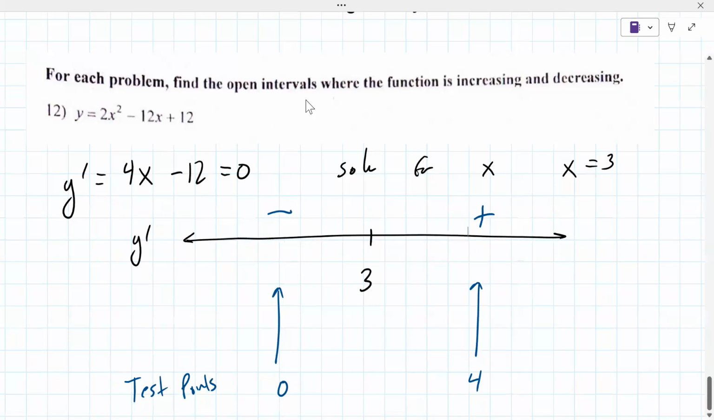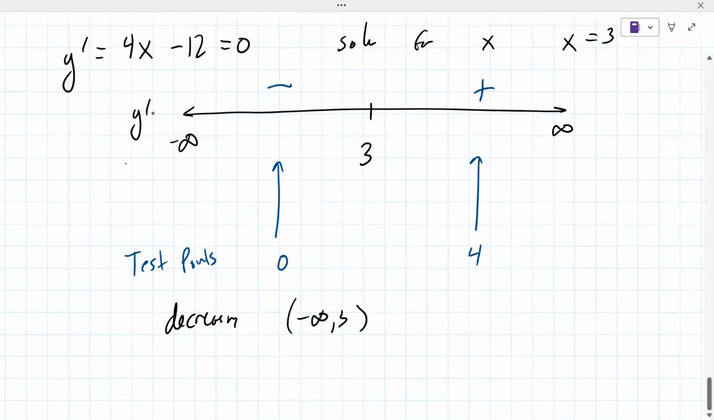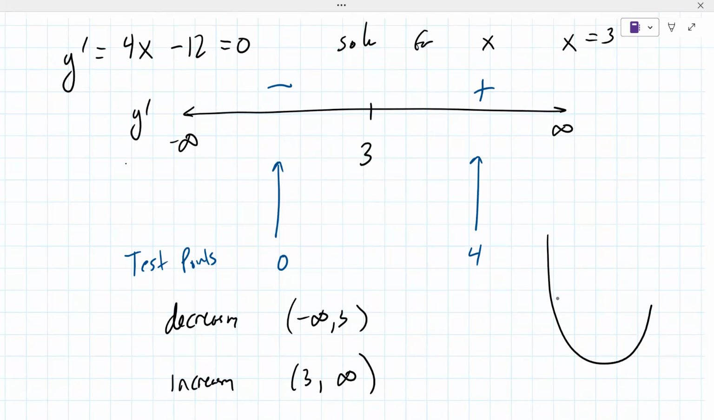And so we're looking for where it's increasing and decreasing. It is decreasing from minus infinity to 3, and then increasing from 3 to infinity, like that. And remember that we should be covering those before. Good. This should make sense. It's some sort of a parabola. So it's decreasing when it's going down and to the right, and then it's increasing when it's going up and to the right.